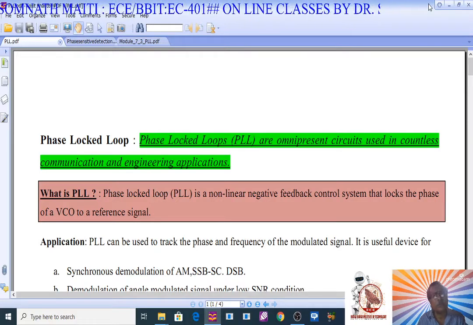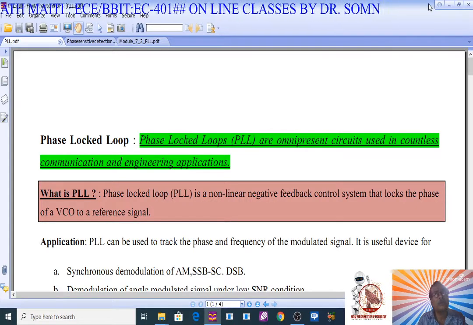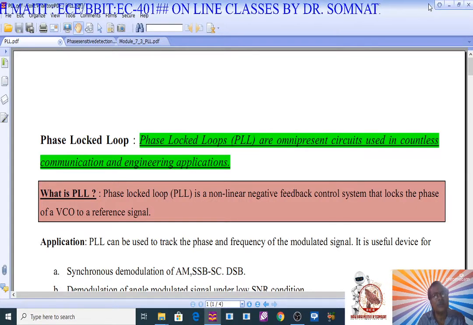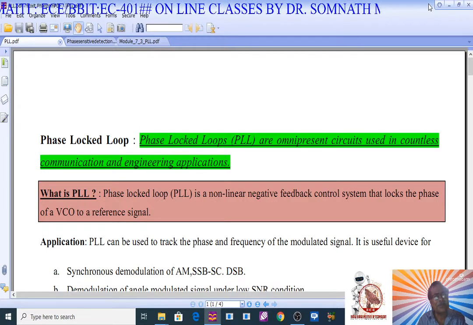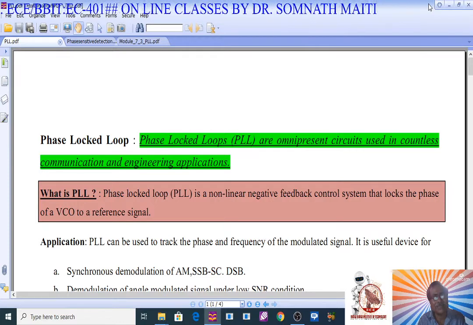Today I am going to discuss about COVID locked loops. Oh, sorry, it will be phase locked loop, PLL.